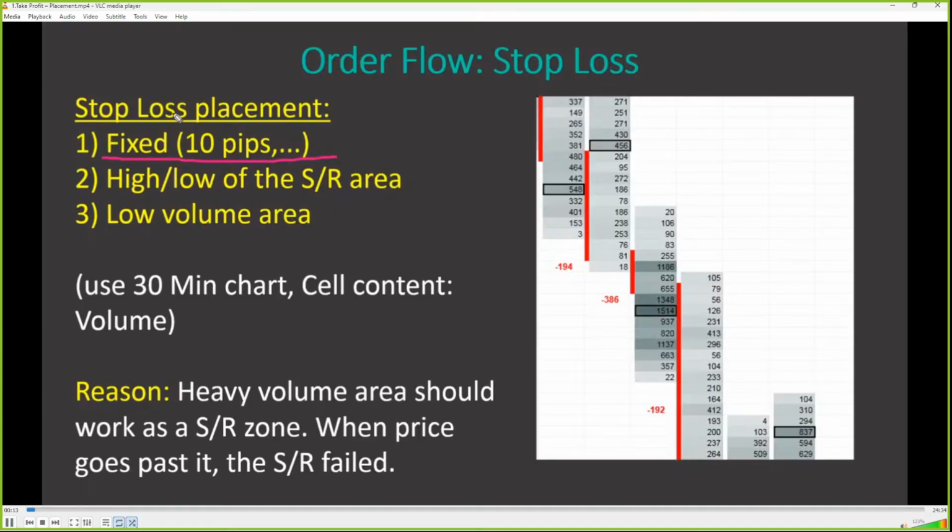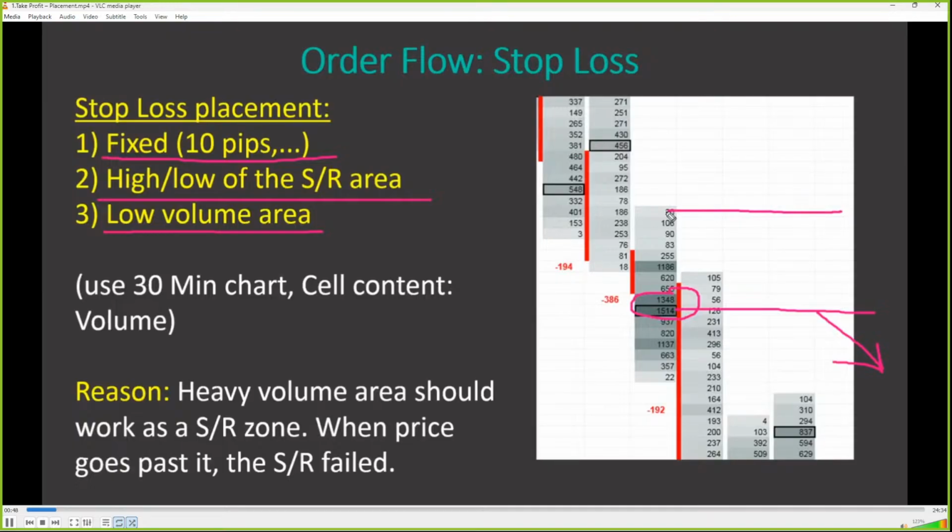the video. Example 10 pips stop loss. For every trade it is the same, and this is the easiest method. Then you can also place your stop loss in high or low of support and resistance area. I'll show you some examples later. And also you can place your stop loss in low volume area. So for example, if you went short from this volume node, then the stop loss for you would be somewhere in here, low volume area.